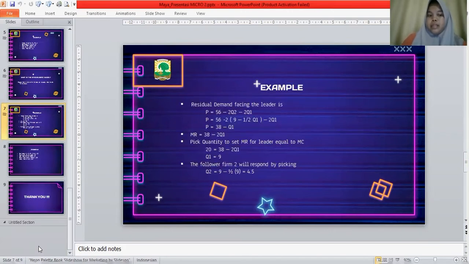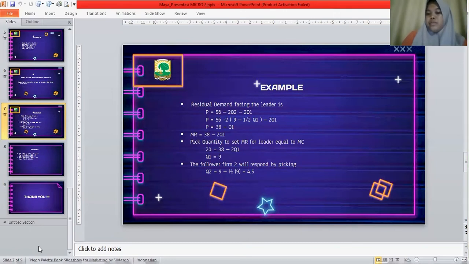And the example of the Stackelberg model: the residual demand facing the leader is P equals 56 minus 2Q2 minus 2Q1, then 56 minus 2 times (9 minus 1/2 Q1) minus 2Q1, and P equals 38 minus Q1, and the marginal revenue equals 38 minus 2Q1. And we pick the quantity to set marginal revenue for the leader equal to marginal cost: 20 equals 38 minus 2Q1, and Q1 equals 9.